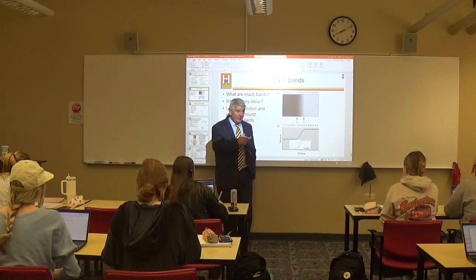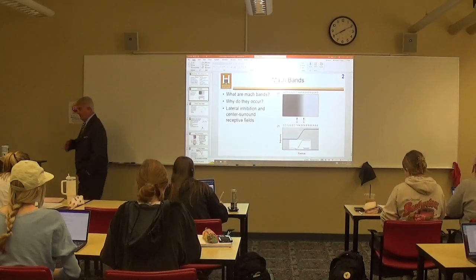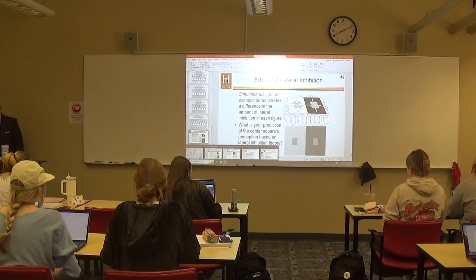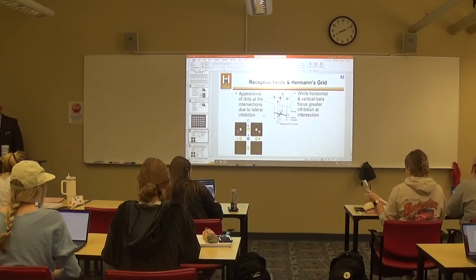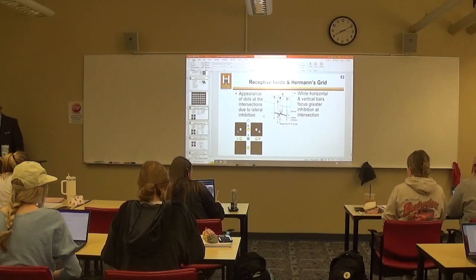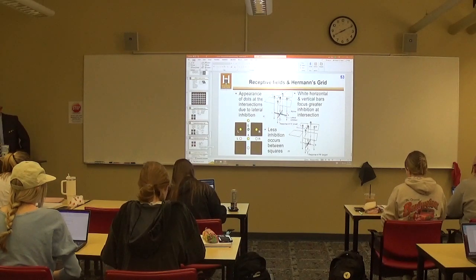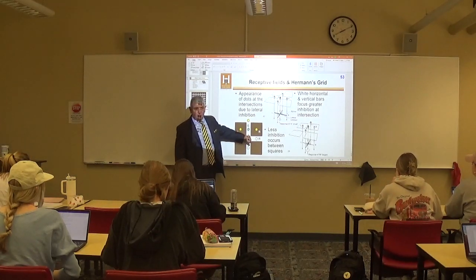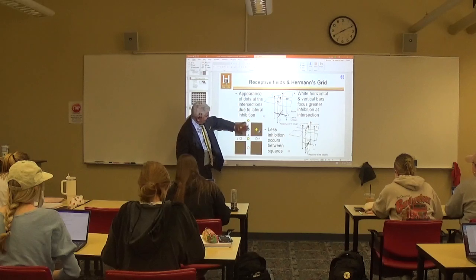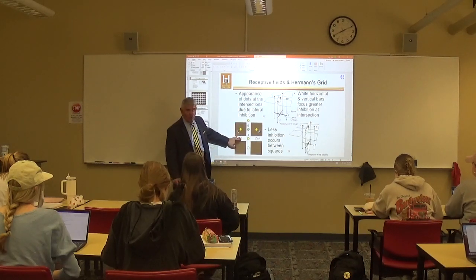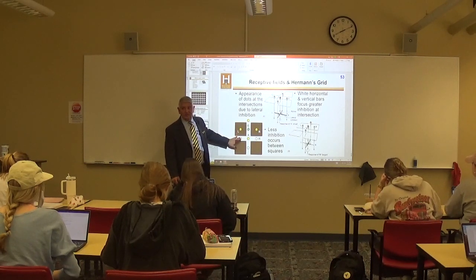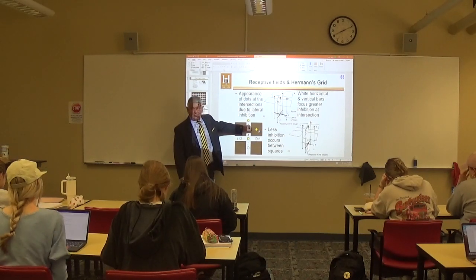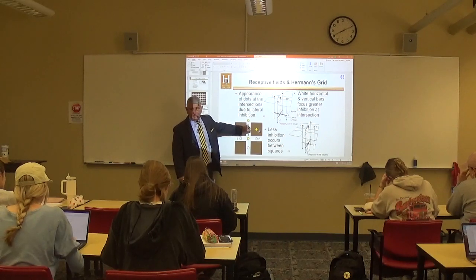Same thing with the Hermann grid. All of this is showing the same effect. You see an illusion of a dark dot there because there's 1, 2, 3, 4 brighter areas exhibiting more inhibition in the center than in between where there's only 2 areas exerting inhibition.